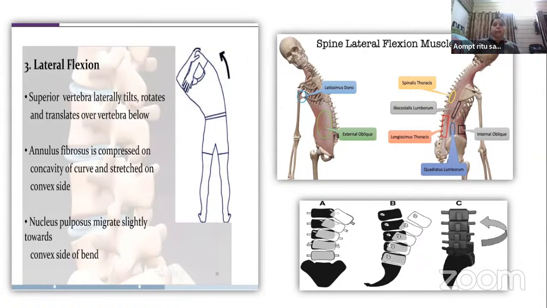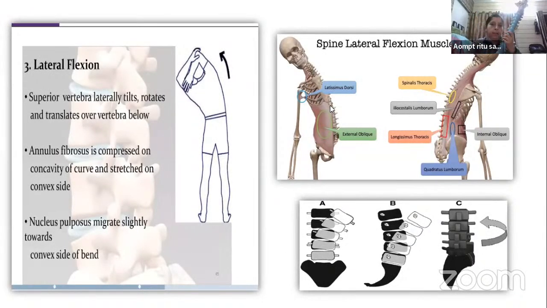So it will not go in the anterior-posterior position. It will tilt laterally, this way. So the superior vertebra will tilt and rotate over the adjacent vertebra. In this also, the annulus fibrosus is compressed on the concavity or the convexity, like in this picture.